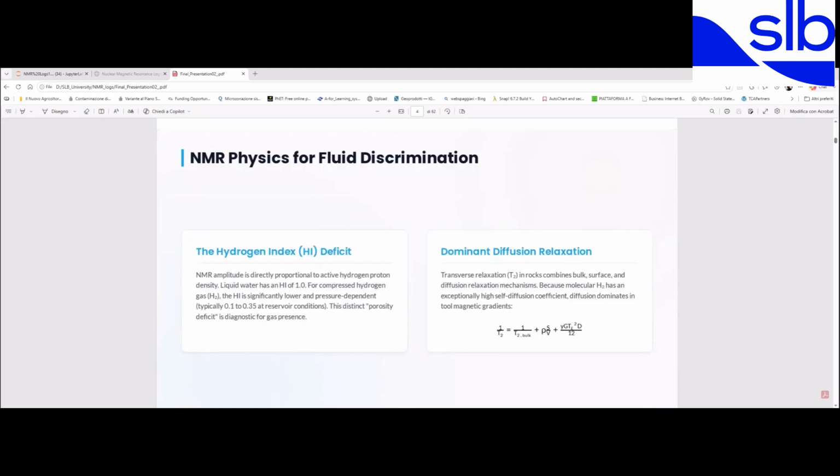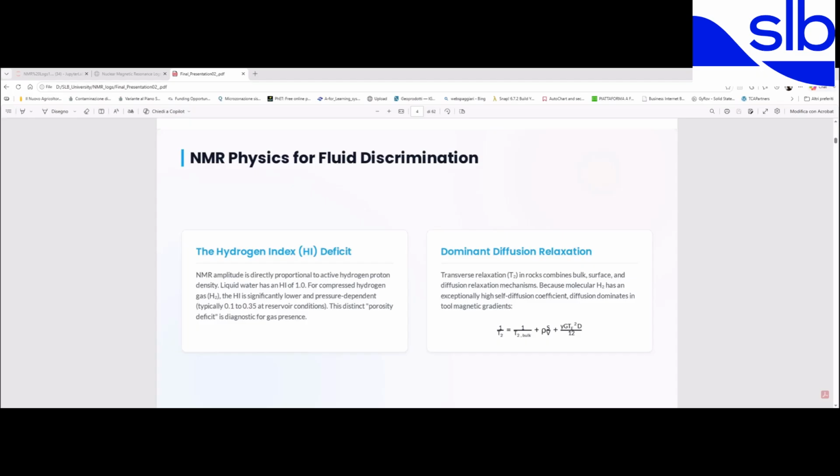How nuclear magnetic logs work for fluid discrimination. You have the presence of different phases: a gaseous phase such as hydrogen, which is a very small molecule, and waters, and we can also have water at high temperature. The nuclear magnetic signal is directly proportional to the hydrogen proton density. Liquid water has a clear response of 1 hydrogen index point. For compressed hydrogen gas, the HI is significantly lower and pressure dependent, typically between 0.1 and 0.3 at reservoir conditions.